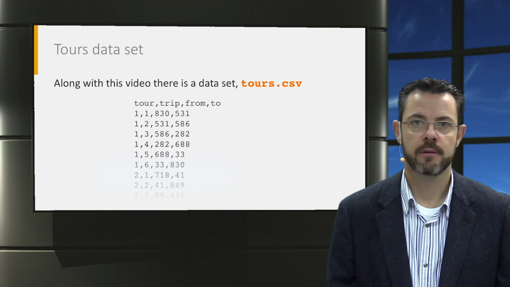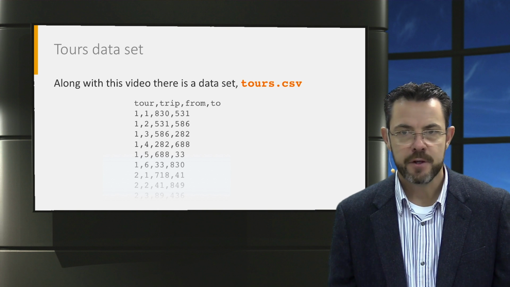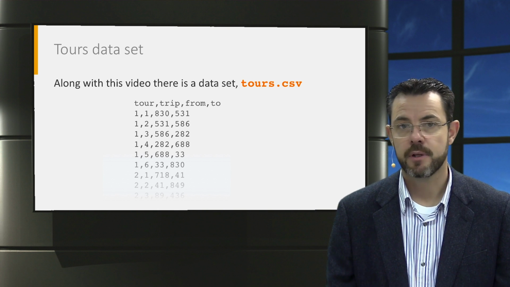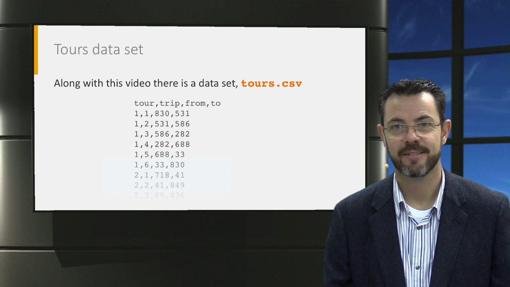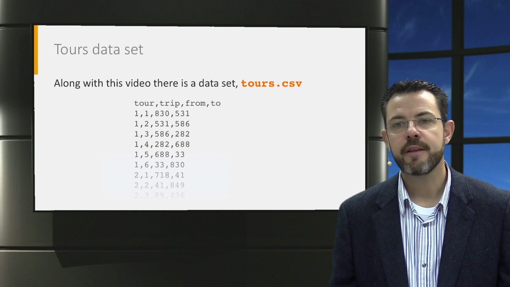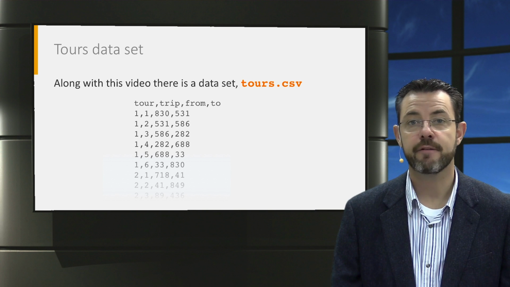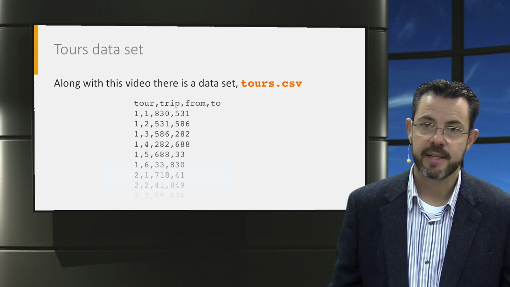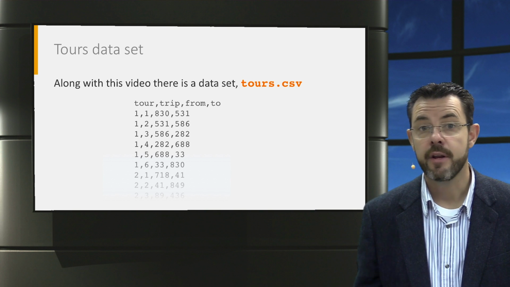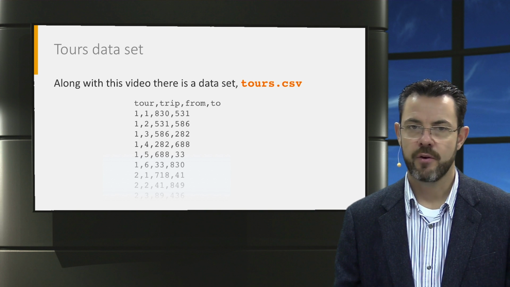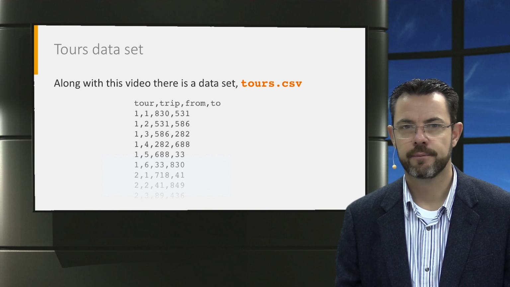So, looking at the first records of the file, we see that the first tour's first trip started at facility 830 and ended at facility 531. Rings a bell? Then the first tour's second trip started at facility 531 and ended at 586. From 586, the vehicle next went to 282, then 688, then 33, and then returned to 830. You get the idea, right? So that's the data file.